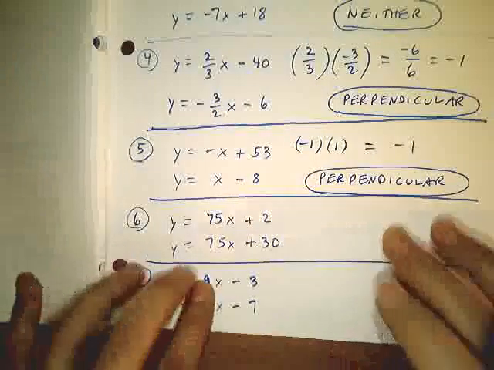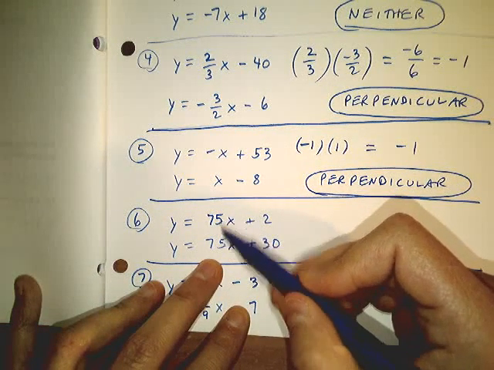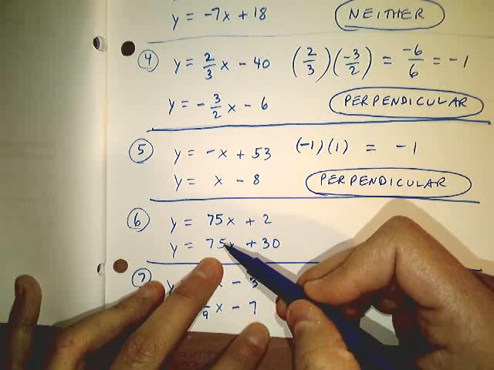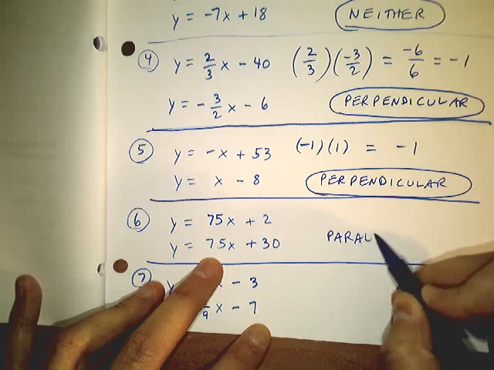Number 6. Are these two numbers exactly the same? Slope here is 75, slope here is 75. Yes. So those two lines are parallel.